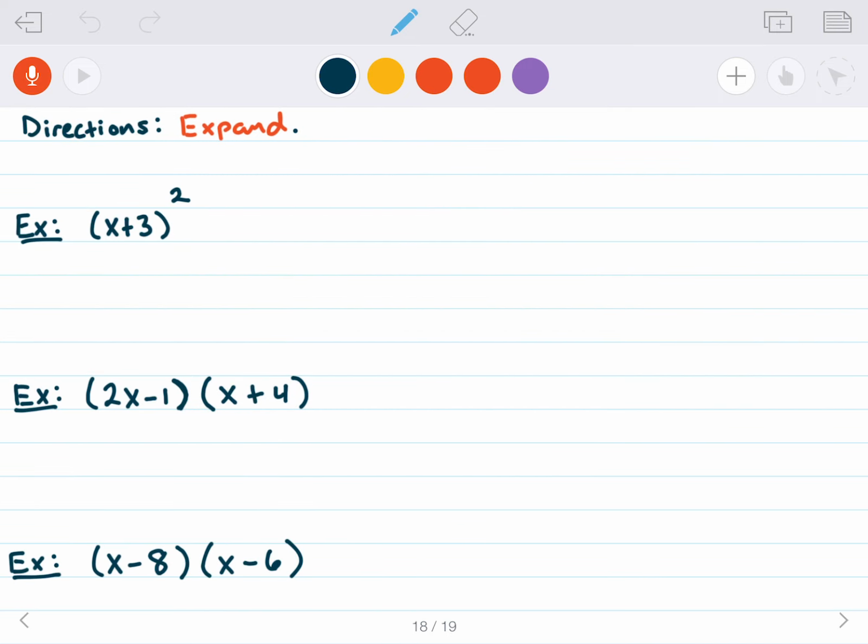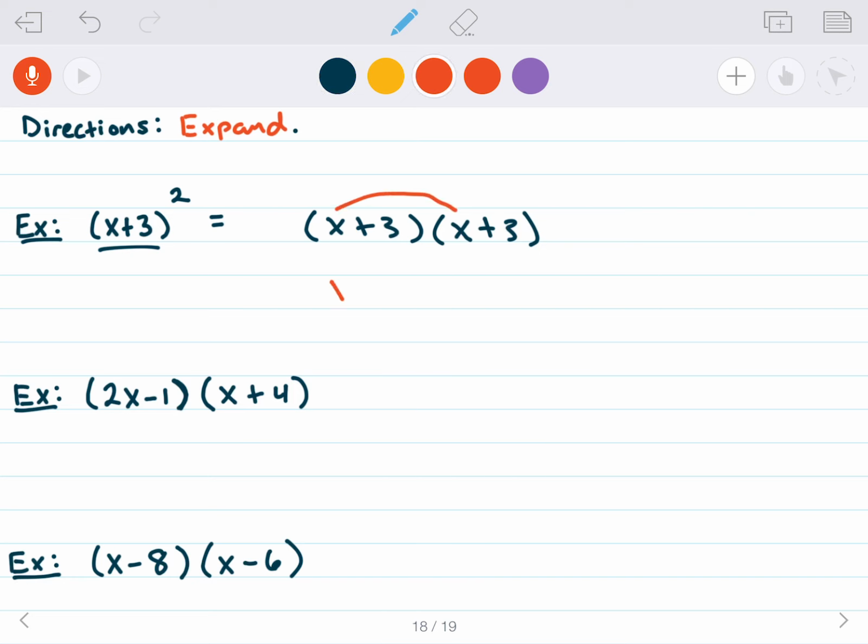Okay, we can do it with x's and stuff too. It's the same kind of idea. So here I'm just going to say x plus 3 squared. Don't ever do this. That's completely wrong. Really wrong. Don't do it. What this means is multiply x plus 3 by itself. That's what x plus 3 squared means. Don't forget that. Okay, so we're going to apply FOIL first.